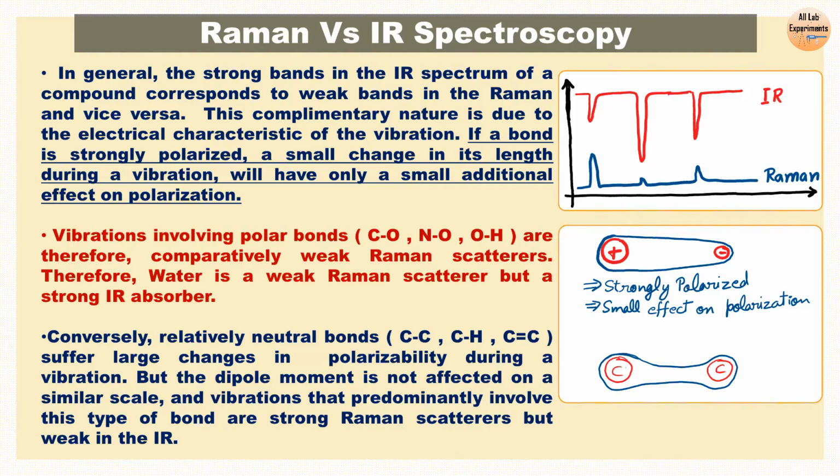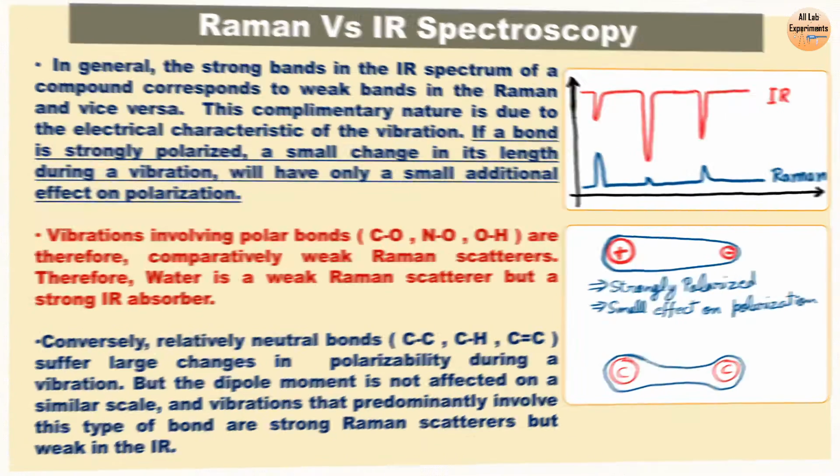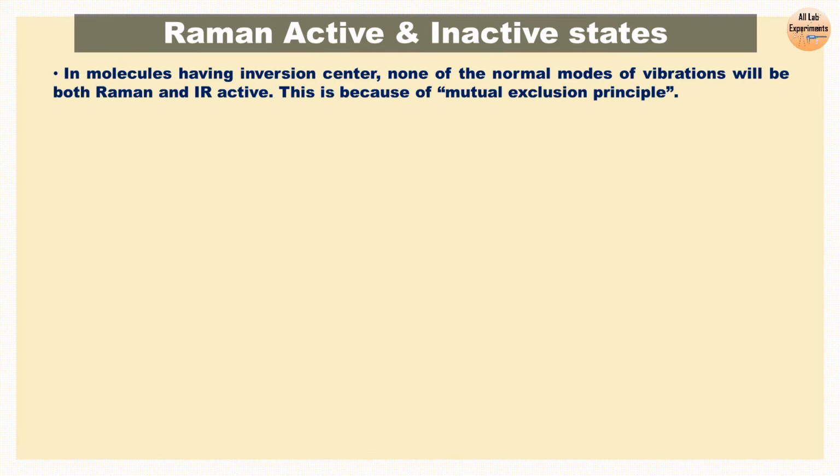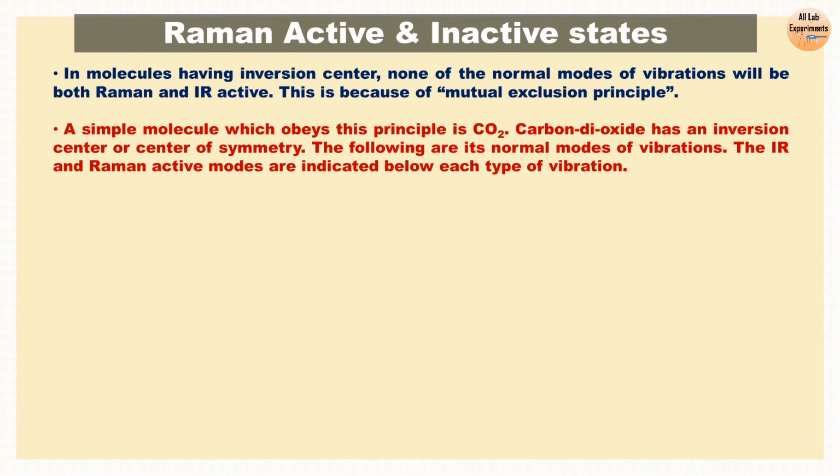This is the fundamental difference between these two characterization techniques. Sometimes they are complementary with each other, and sometimes we need both of them to understand a material completely. But the best part with Raman characterization is that moisture is not a problem. Adding more to this, in molecules having inversion symmetry, either the Raman or the IR mode is active because of the mutual exclusion principle. One common example of this is CO2, carbon dioxide. This molecule has inversion symmetry.